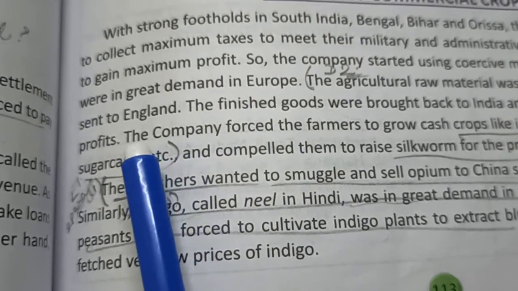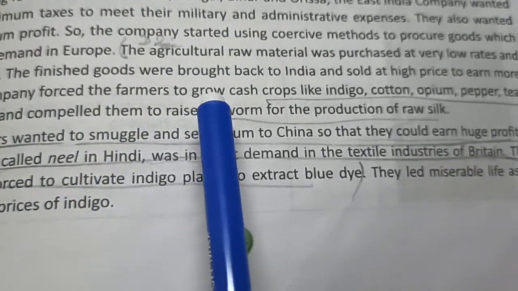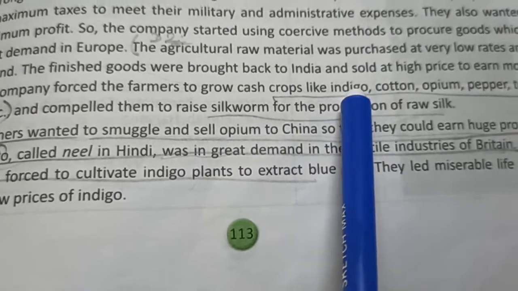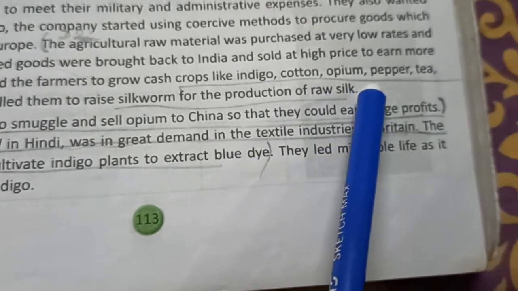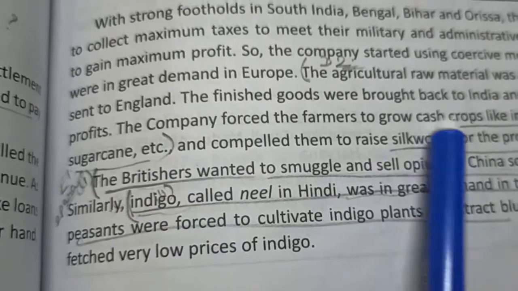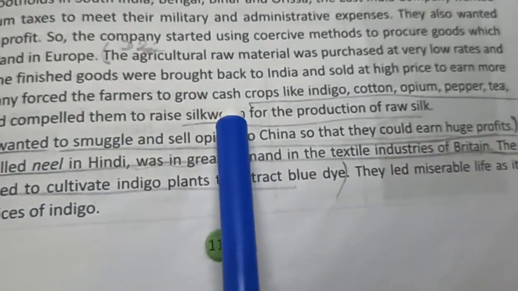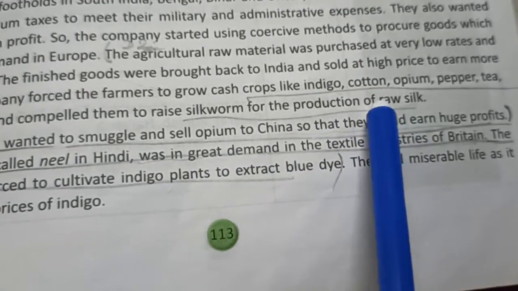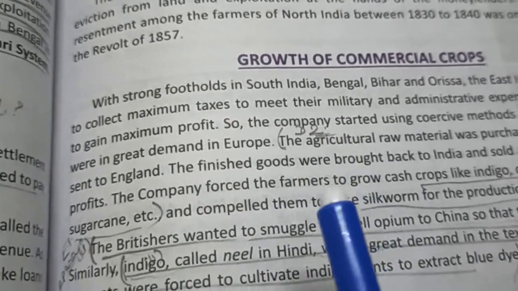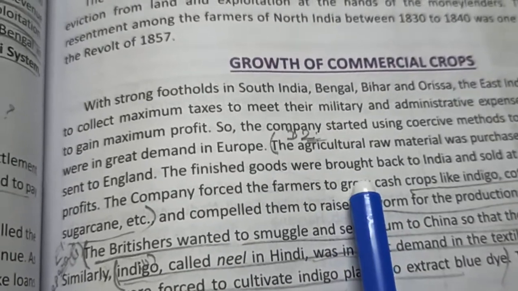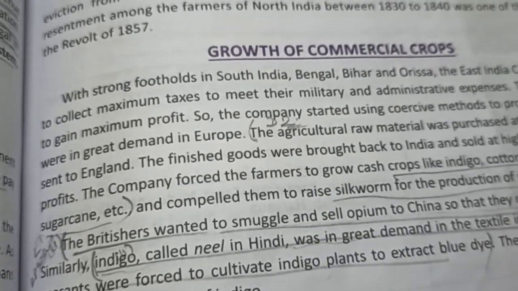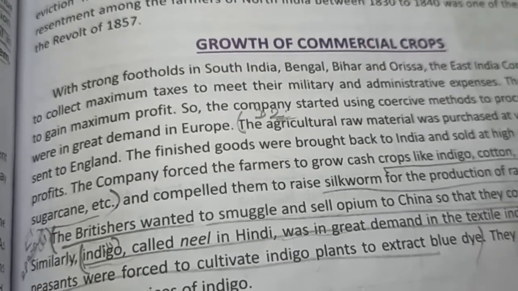Here you see, it is written, the company forced the farmers to grow cash crops. Cash crops means which type of crops? Indigo, cotton, opium, pepper, tea, sugarcane and so on. They also compelled the farmers to raise silkworms for the production of raw silk. So this is the answer of the 2nd part. As I have told you, I will give you the answer in PDF, but then also you see where it is written in your book. Now take out D3.